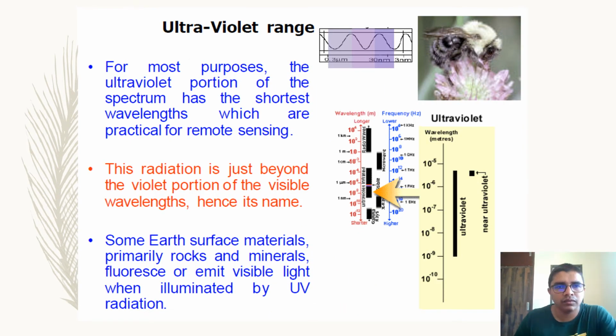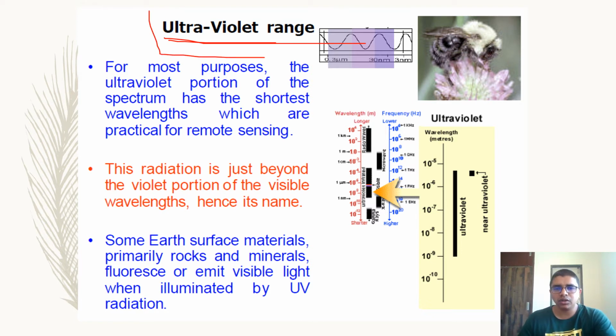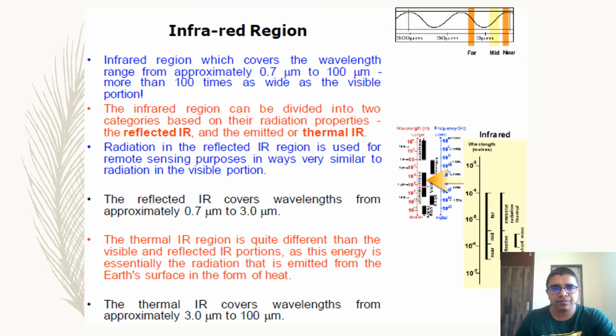So the next part is the ultraviolet radiation. Why is the name ultraviolet? Because immediately next to the violet region, this ultraviolet region comes, and hence the name ultraviolet radiations. These ultraviolet radiations have shorter wavelengths. Some of the earth materials, some rocks and minerals, emit fluorescent color when exposed to the UV radiations.